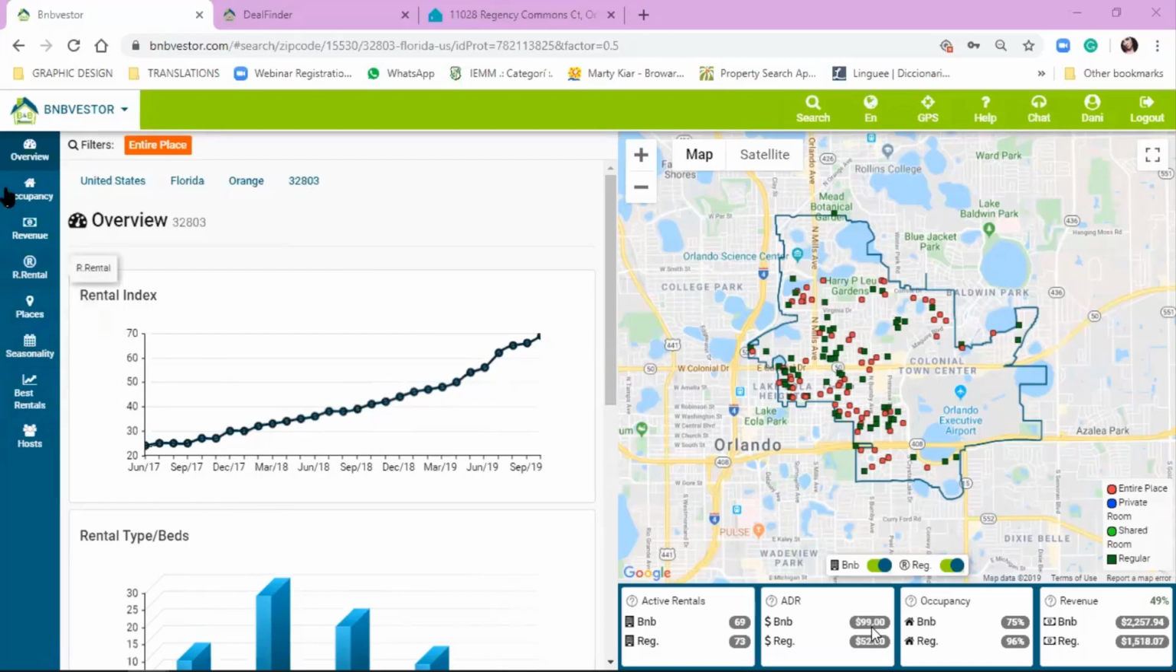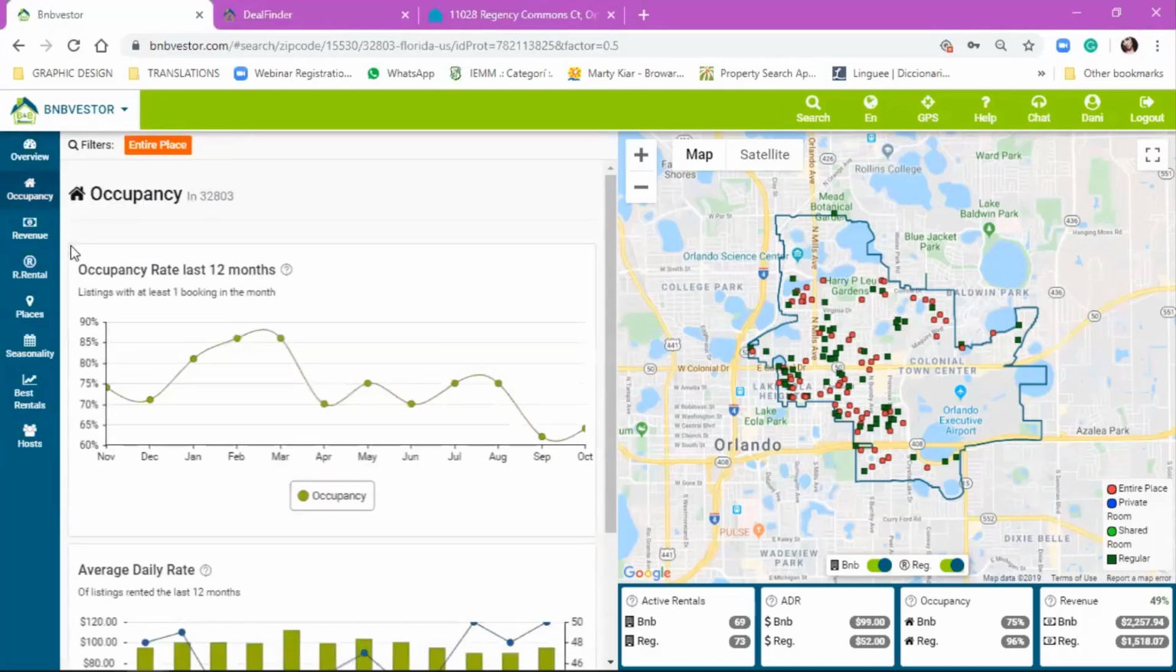Let me continue over here. So for this area, let's see the occupancy. Why is it 75%? Because it maintains from, we can start off in October. Yeah, October, it goes up to November, December.